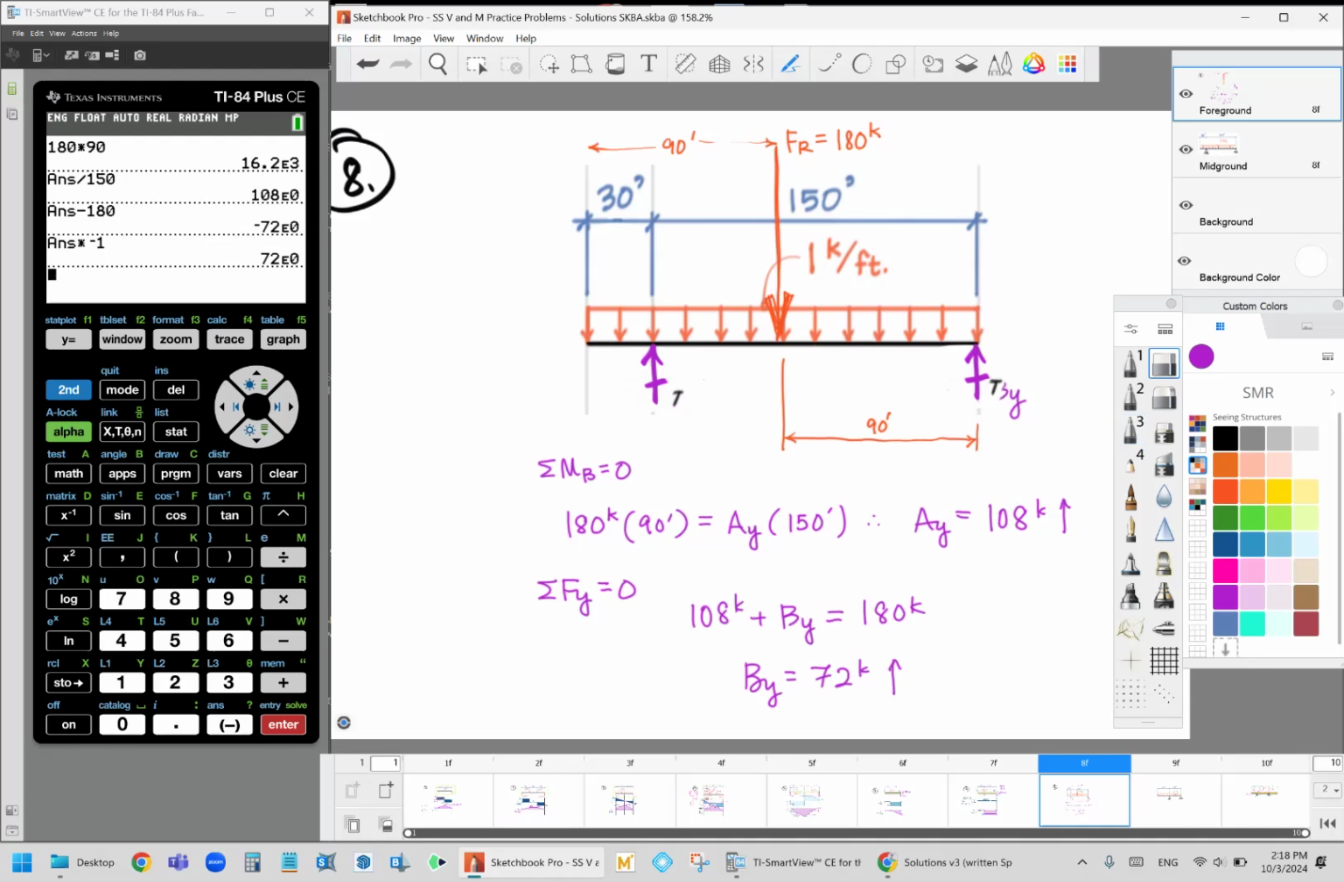All right, so we've got 108 over here, 108 and 72.